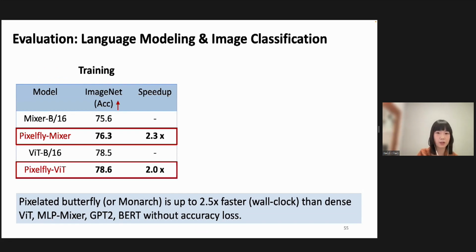First evaluation was on standard image classification on ImageNet. The experiment was on the MLP-Mixer, emerging architectures and vision transformers. We showed that even with this very simple fixed sparsity, we managed to train models up to 2.3 times faster than the next model without lowering or hurting the model accuracy.